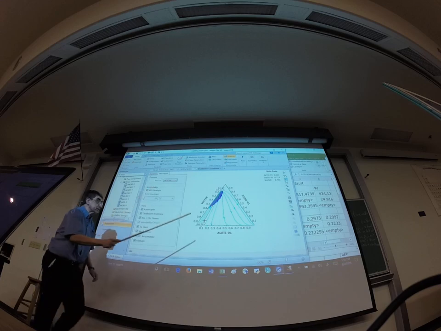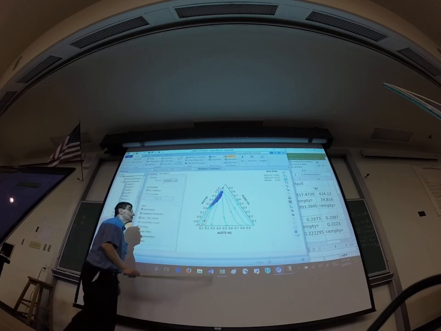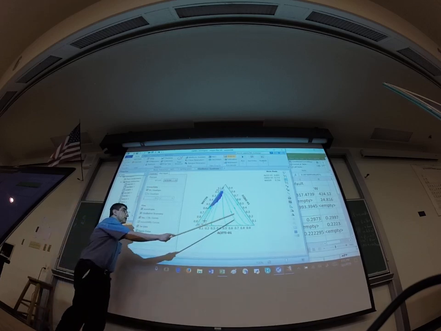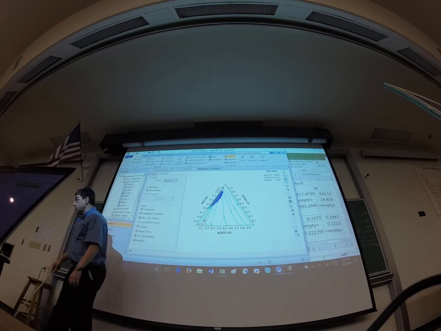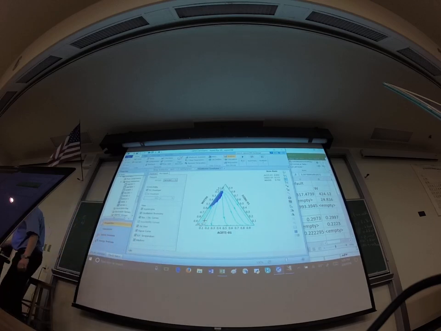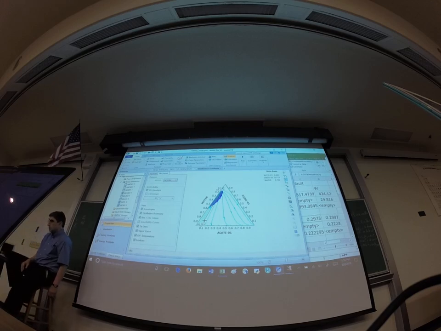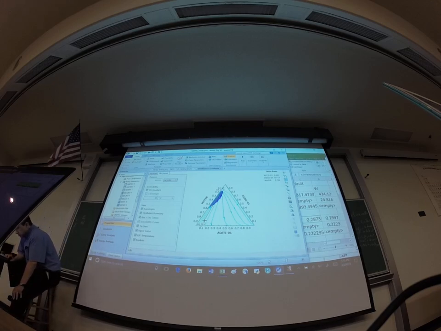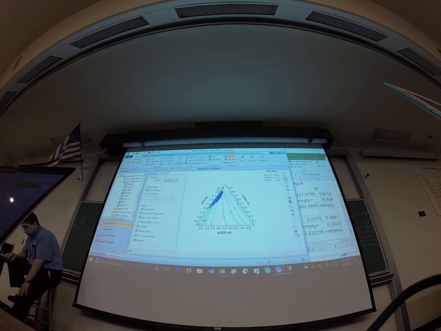So what you see here is a distillation boundary. That's going to be a very useful tool when we do the actual column design. But did you say the dark arrow is the distillation boundary, or the blue? The blue line. Blue, the distillation boundary is the green.